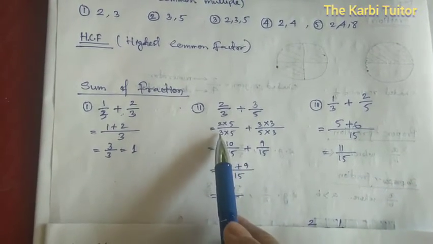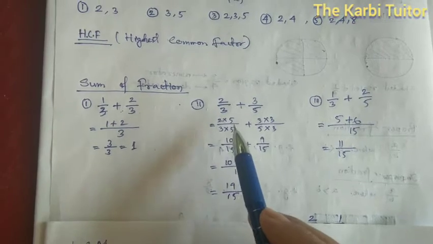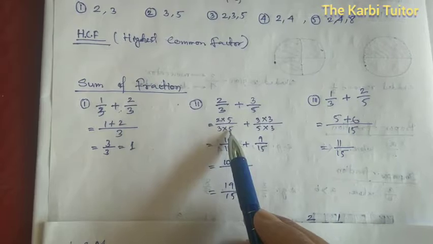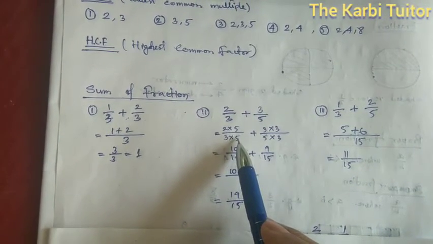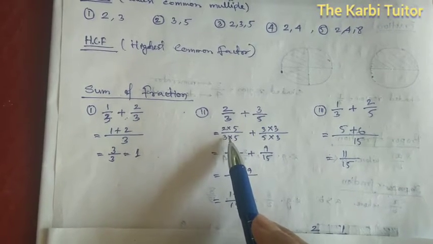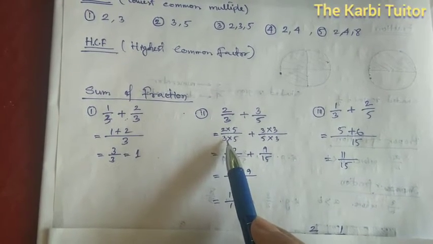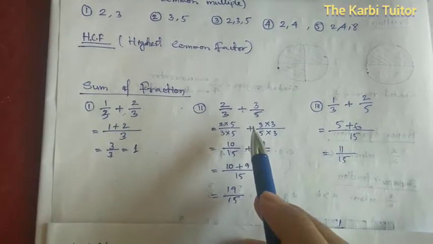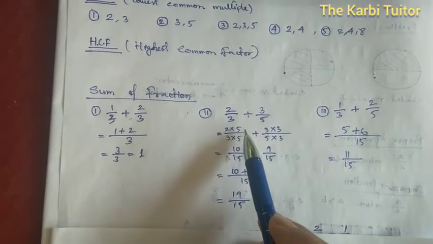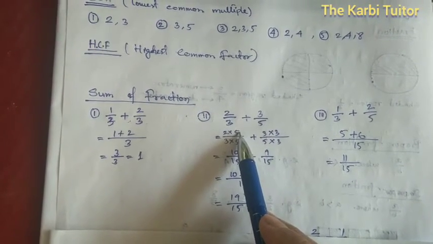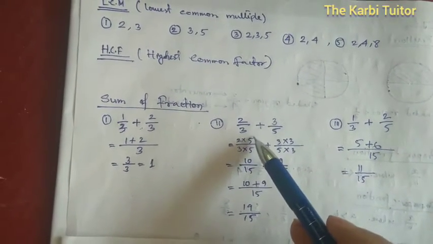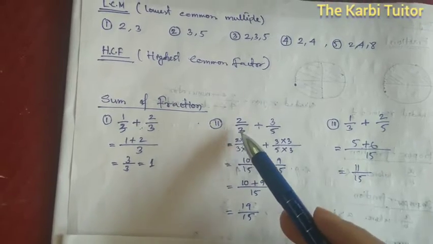If LCM is 15, that means we have to multiply here by 5. Why? Because LCM is 15, so to get 15 we have to multiply this 3 by 5. If we multiply the denominator by 5, we have to multiply the numerator also, so that the ratio does not change. Just see, if we cut this 5 and this 5, this will be again 2 by 3.